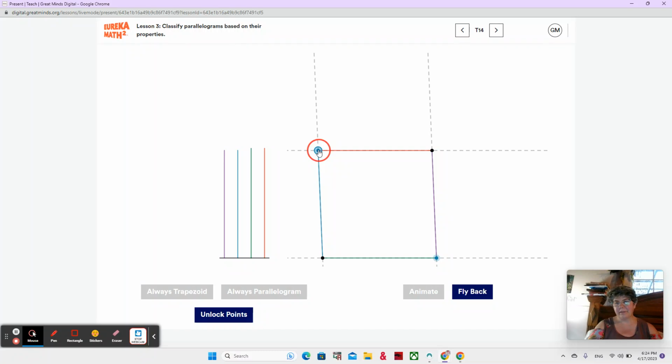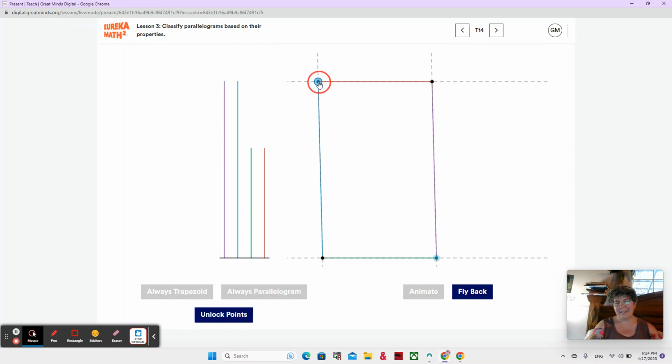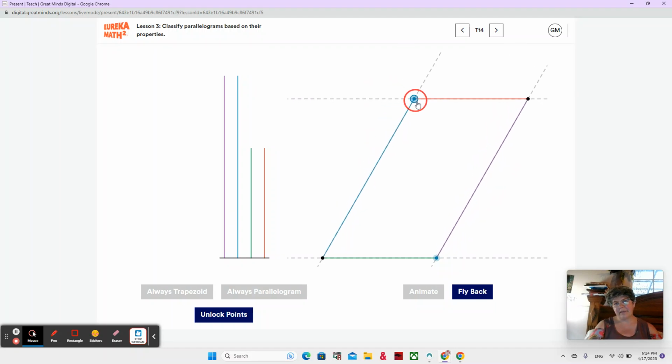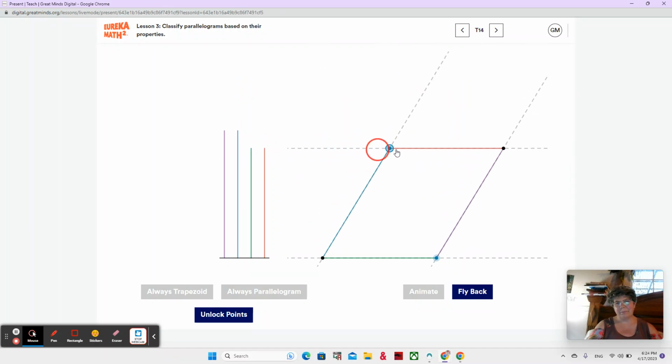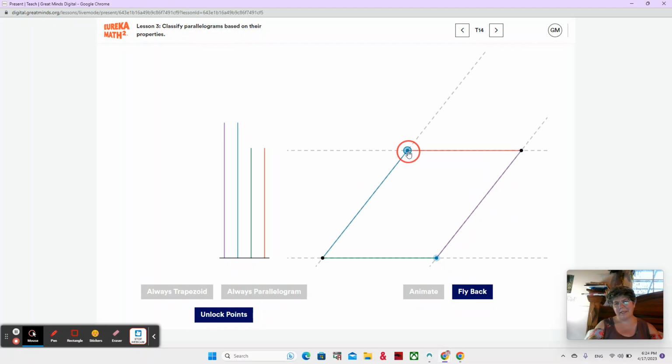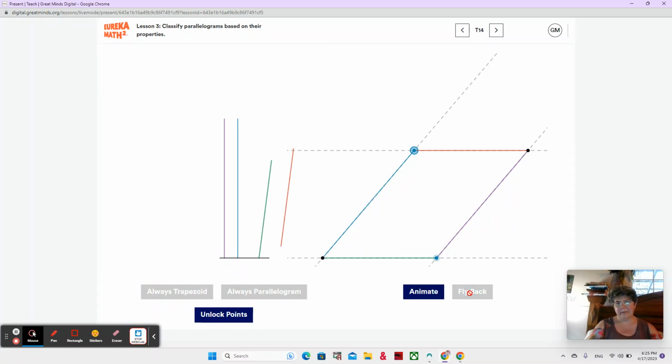Because if it was a square, then the opposite sides would be parallel and the same size. If it was a rectangle, the opposite sides would be parallel and the same size. So it's the same thing if it's a parallelogram. We're just, what would you call it? Bending it over a little bit, making it a little bit crooked, but the opposite sides are still parallel and equal to each other. Okay? There we go. All right.